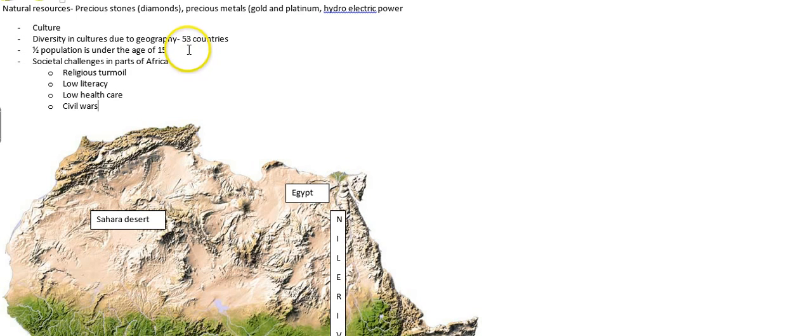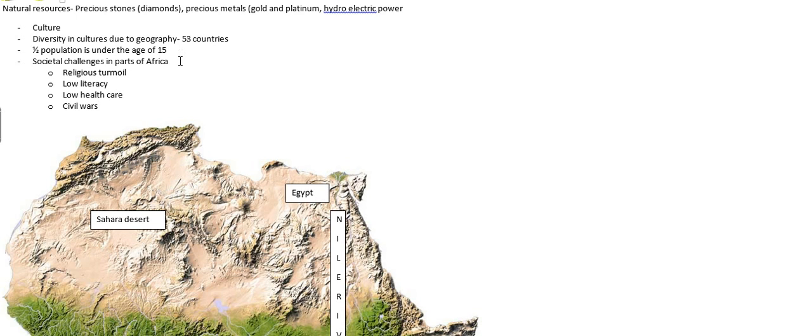An interesting piece of information that we'll discuss in class as to the ramifications of it is that half the population is under the age of 15 in Africa. This is a challenge as to how to educate this group of people, as they are young. It's a young country, and it's a country whose population continues to grow.